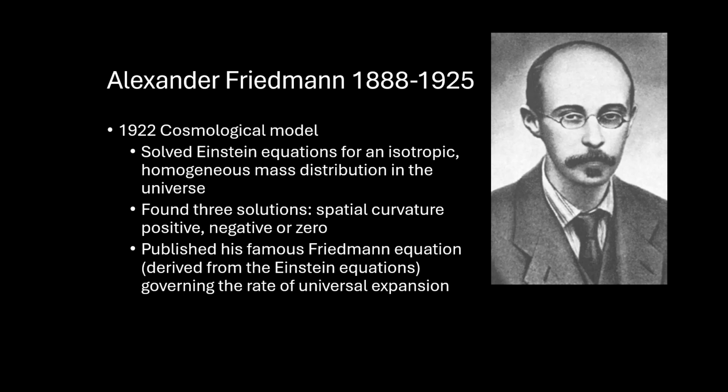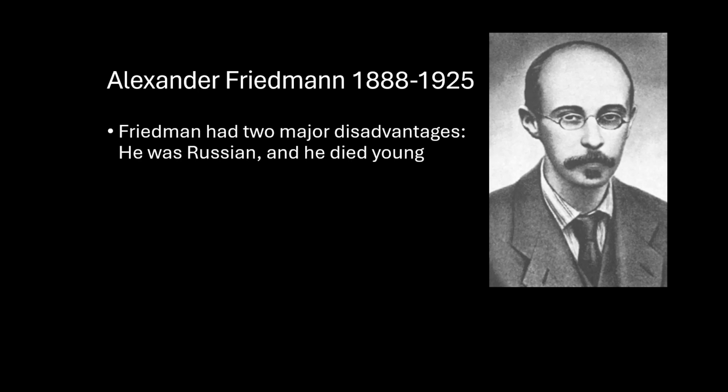He published also his famous Friedman equation, derived from the Einstein equations, governing the rate at which the universe expands. Now, all of his solutions have a Big Bang. Friedman had 2 major disadvantages. He was Russian, and he died very young. Look at that, he died in 1925, just 3 years after he published his famous exact solutions to the Einstein equations, having each a Big Bang.